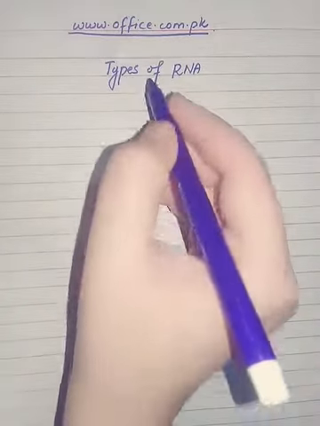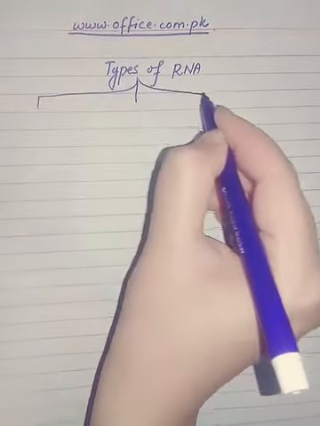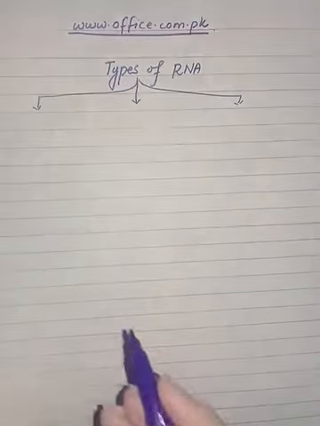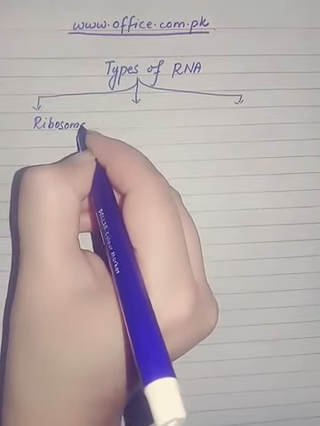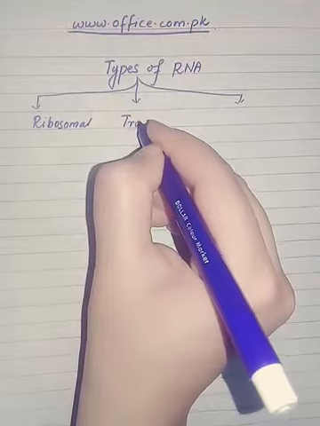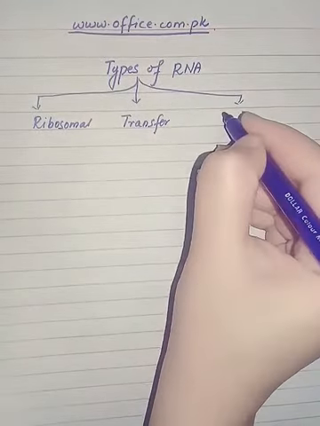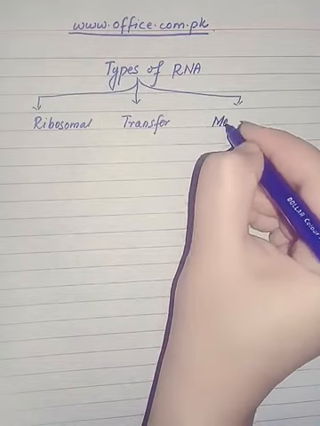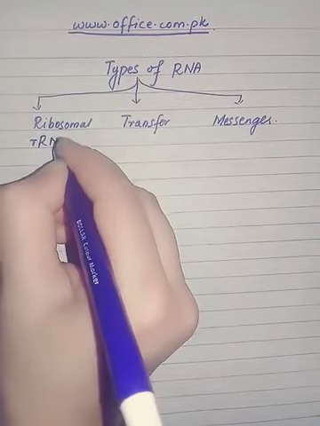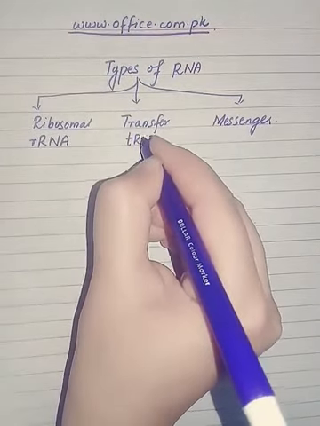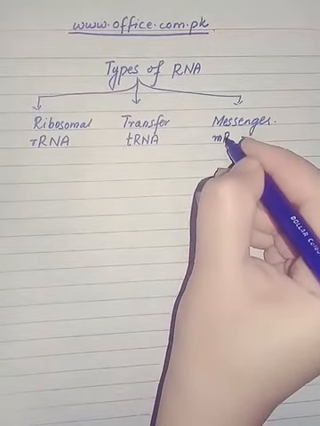Now we will discuss different types of RNA, because RNA plays a very important role in the synthesis of protein. So let us discuss the types of RNA. There are three types of RNA on the basis of the functions they perform. The first one is ribosomal RNA. The second one is the transfer RNA. The third one is messenger RNA. Shortly you can write it as rRNA, tRNA and mRNA.